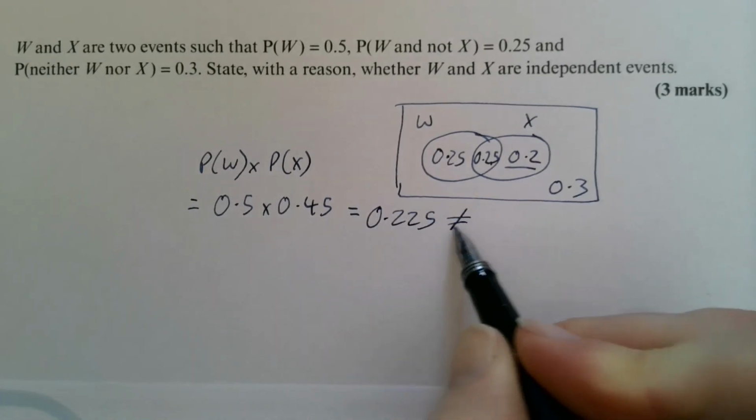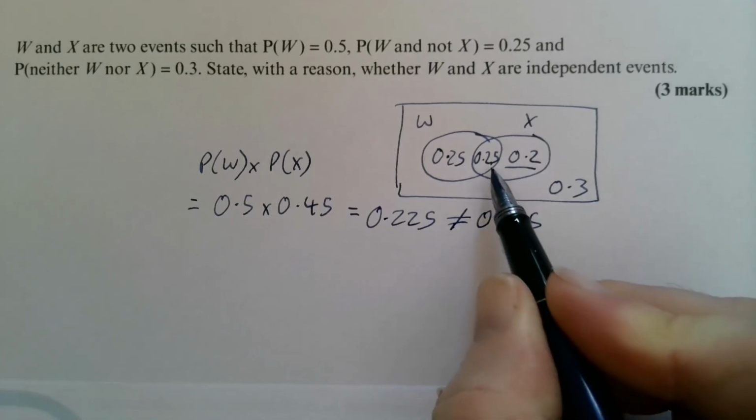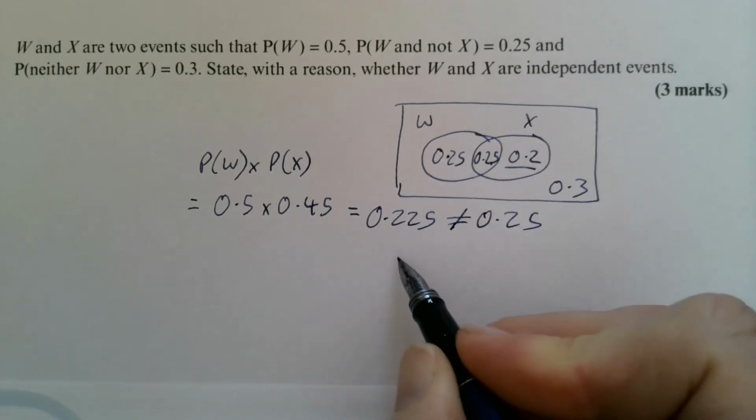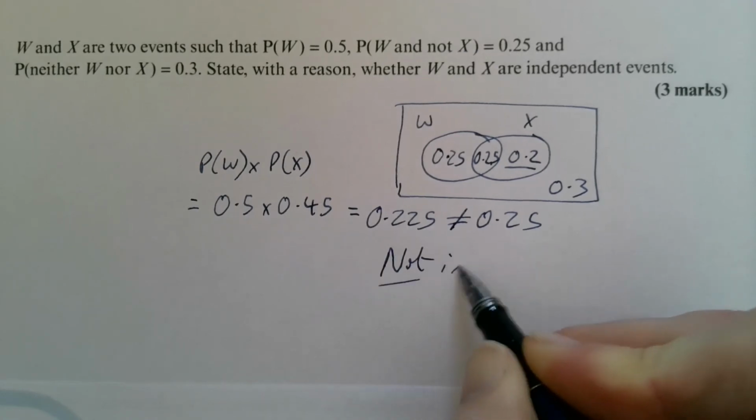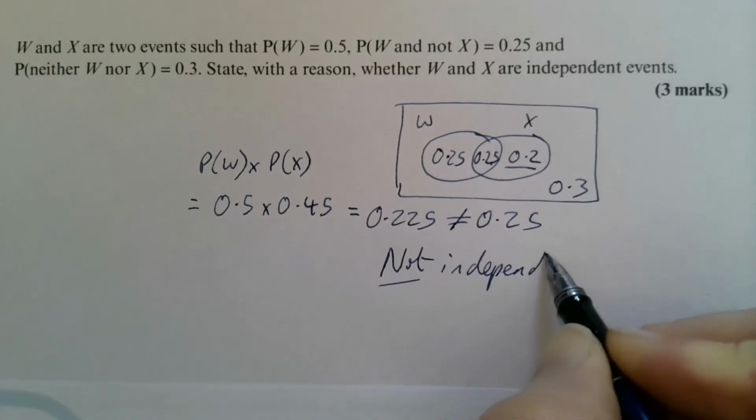That is not 0.25, which is the actual probability of them both happening together. Therefore, again, it's not independent.